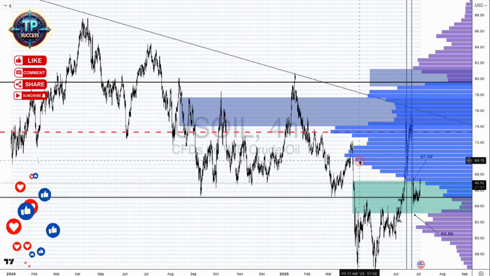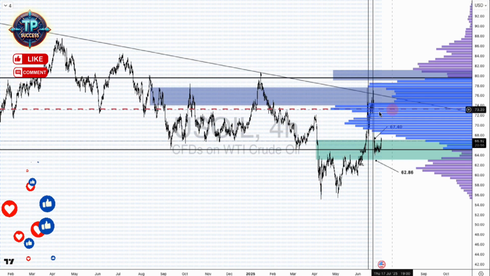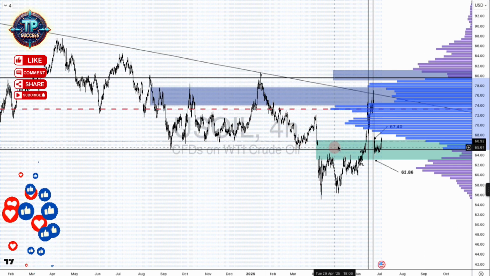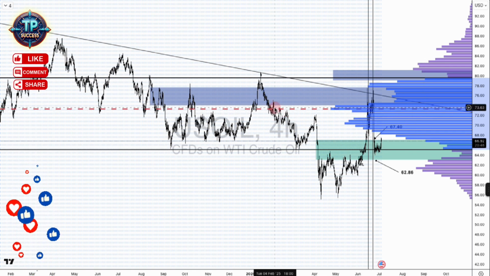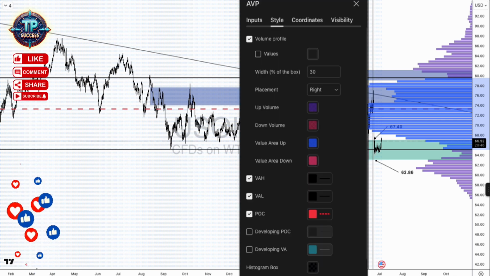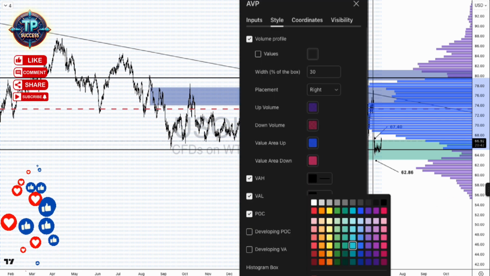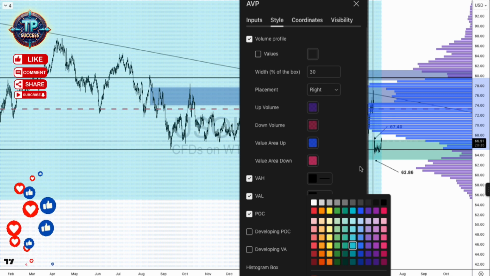So this volume profile in itself, let's have a look to see where it derives from. Okay, let me go to settings. Cool. So in the histogram box, what I'm going to do is just drag the color off a bit, and it should tell us how far back it goes. Okay, so it covers a decent amount.